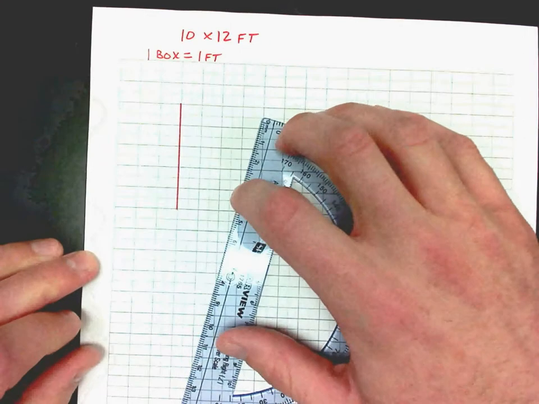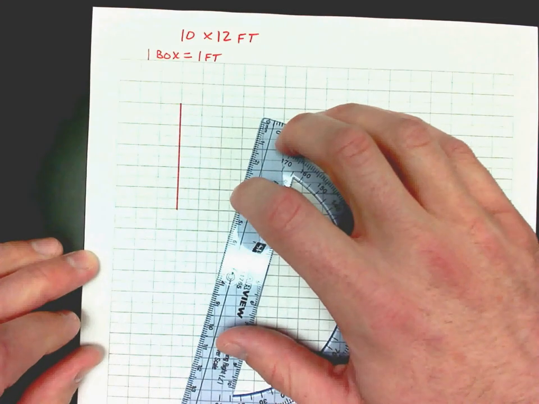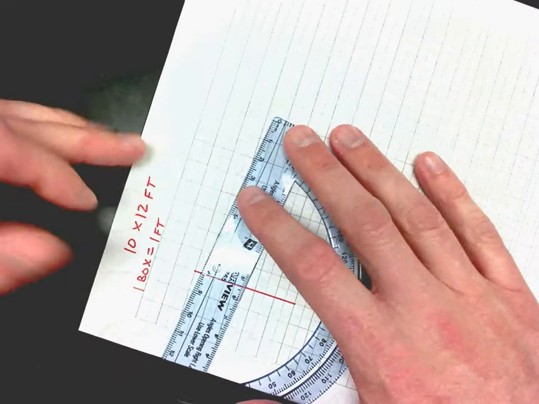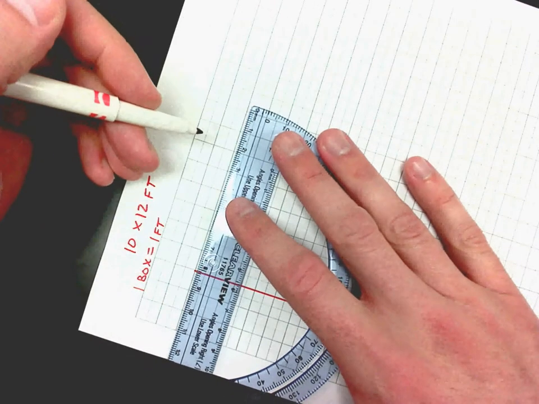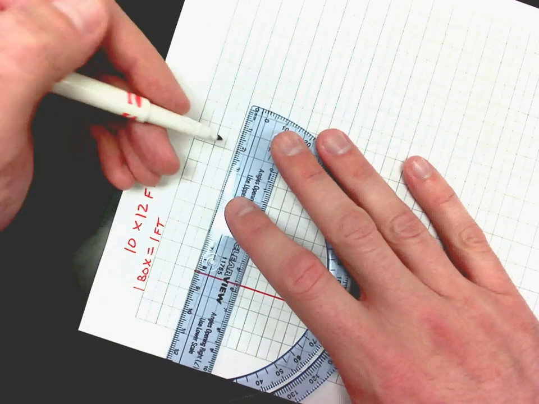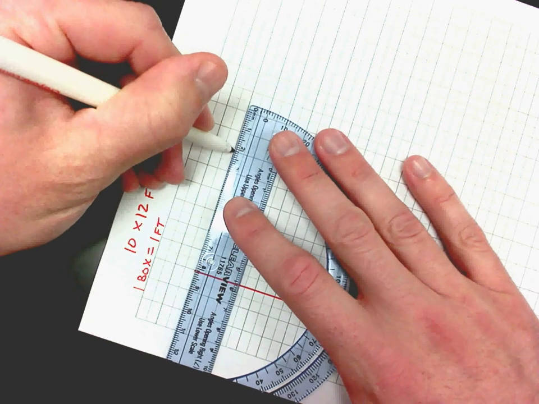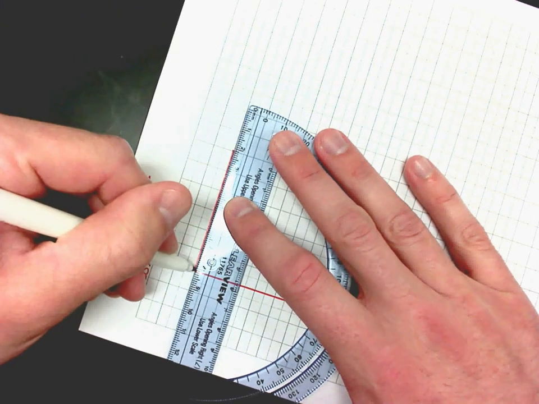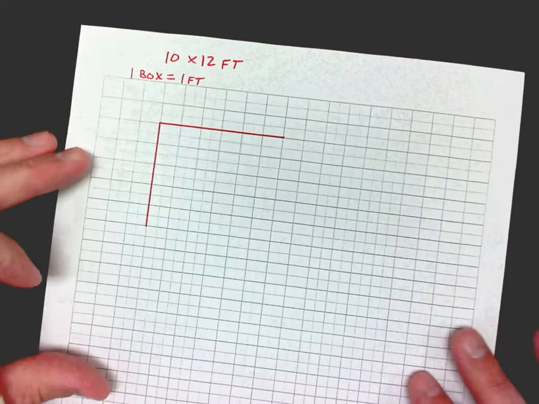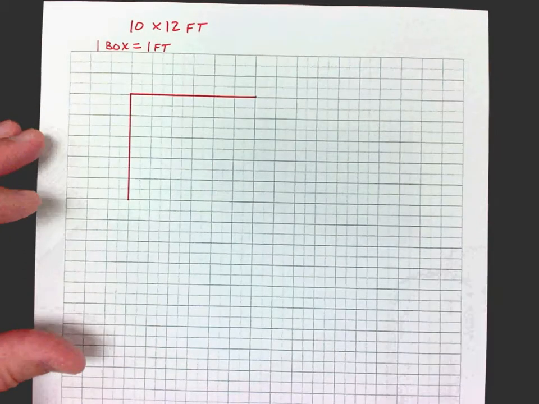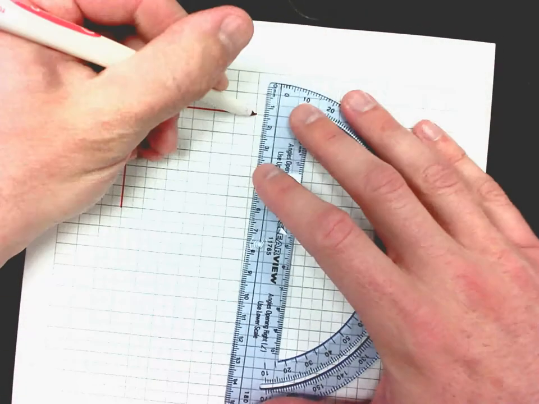And so there's my 10. And then I'm going to go 12 in the other direction. Again, making sure these are nice and straight and they meet up perfectly. I'm following the line since I'm able to. And now I can box these in and get our dorm room.